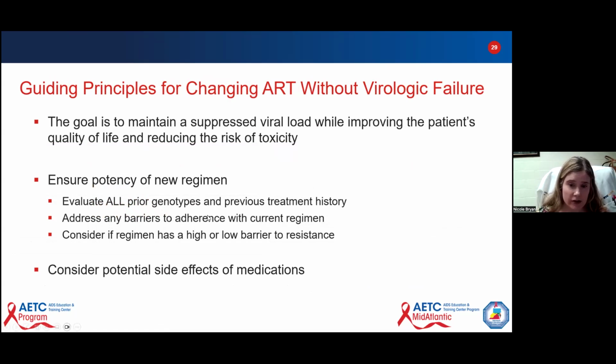you want to look at all their prior genotypes and previous treatment history, and address any barriers they're having with resistance to their current regimen. It doesn't really do a lot of good to switch their regimen if it's not covered by their insurance, or if they're unstably housed and aren't going to have a way to store that medication. And is this regimen higher or lower barrier to resistance? All of that goes into considerations. And then also, what are the potential side effects, either long-term toxicity or immediate side effects that the patients might experience?